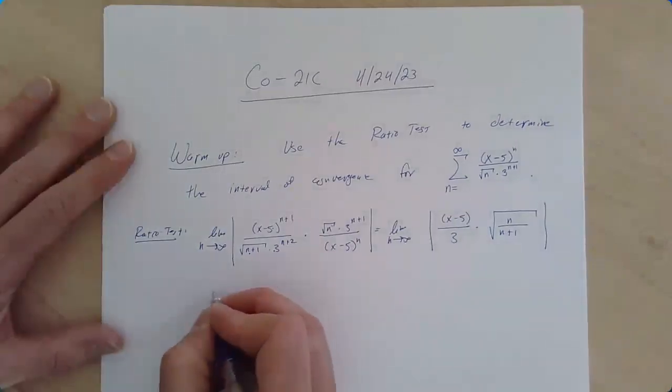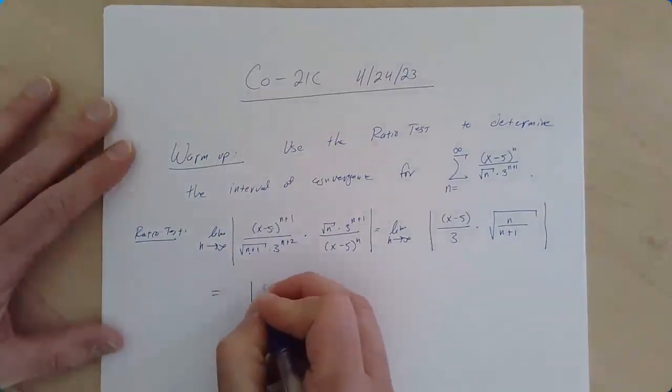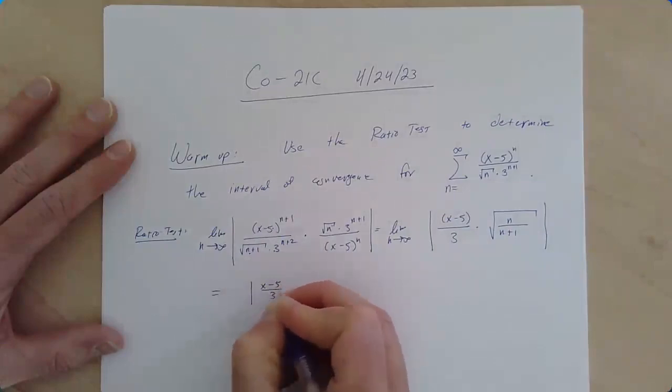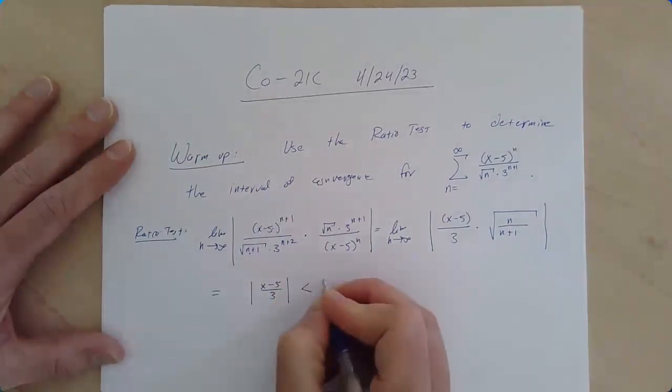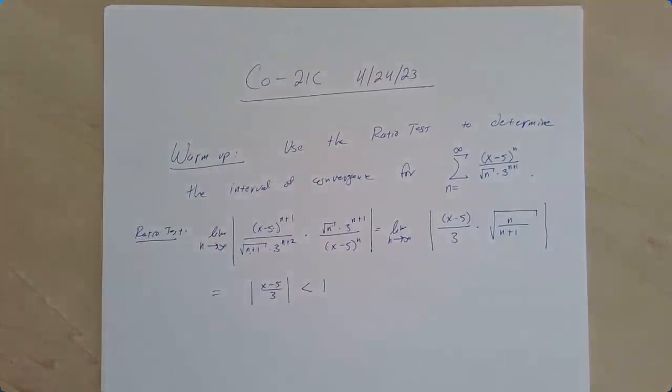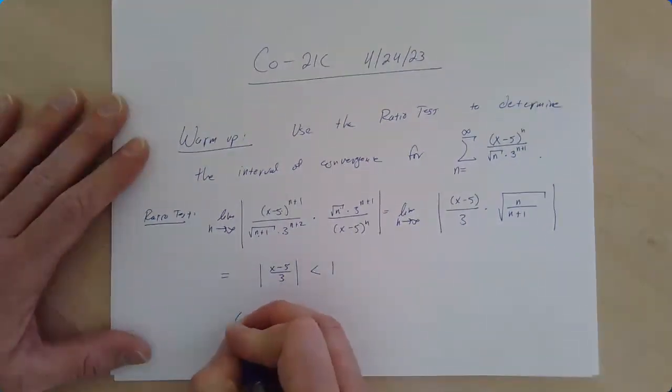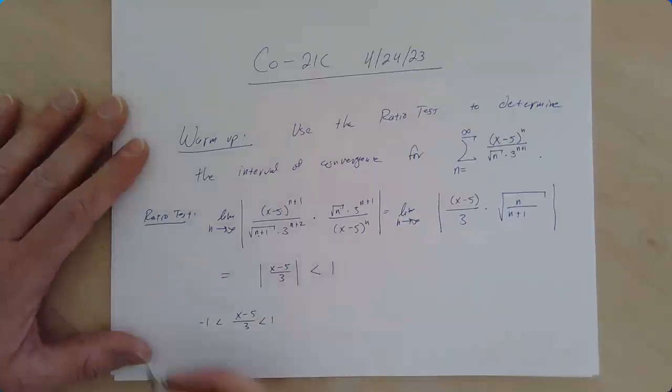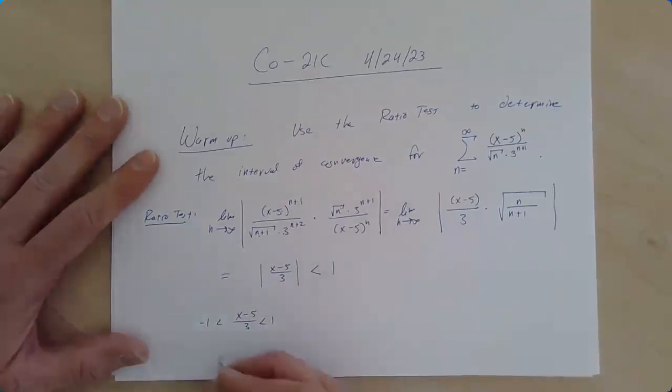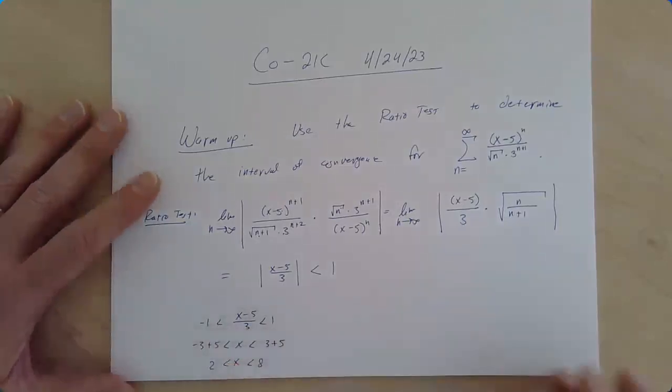So when we take this limit, we're going to get just the absolute value of (x minus 5) over 3, and that's going to be less than 1. Then you can either write the inequality first or multiply both sides by 3 first, whichever way you want to go. I would probably write the inequality first. So I'm going to write (x minus 5) over 3 between 1 and negative 1, multiply everything by 3, add 5, and you get negative 3 plus 5 less than x less than 3 plus 5. So we have x between 2 and 8.